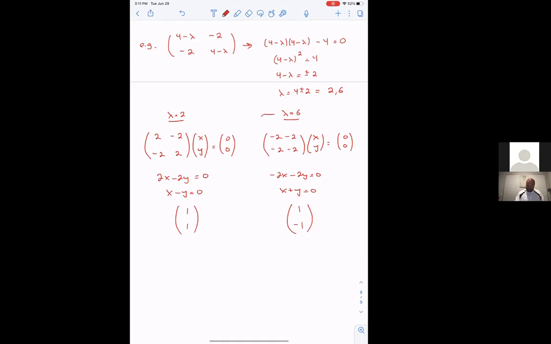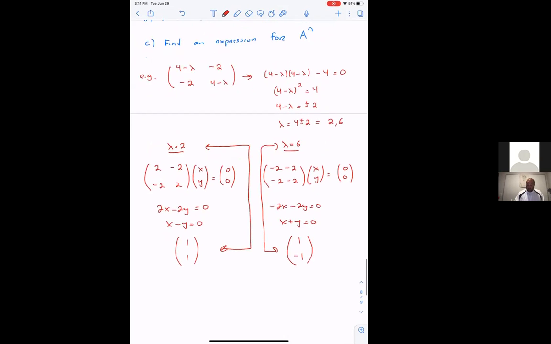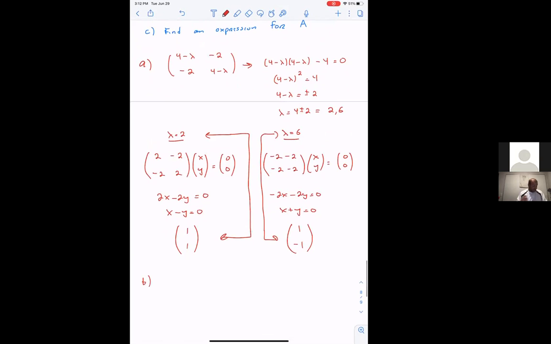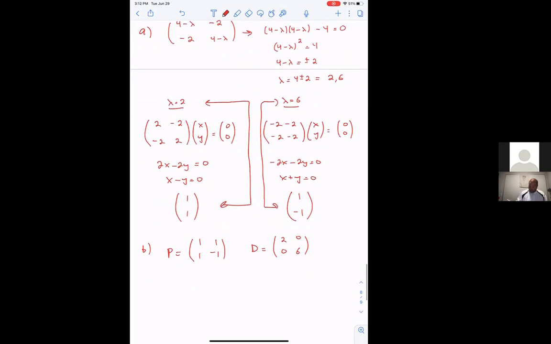So I have my eigenvalue, eigenvector pairs: 2 with the eigenvector (1, 1), and this should be part A, and 6 with (1, -1). So hence, find the matrix P. Well, the matrix P is the matrix of eigenvectors, where D is the matrix of eigenvalues in the appropriate order, 2 before 6. This says find the matrix P and D that satisfies D equals P inverse AP, and we found them.